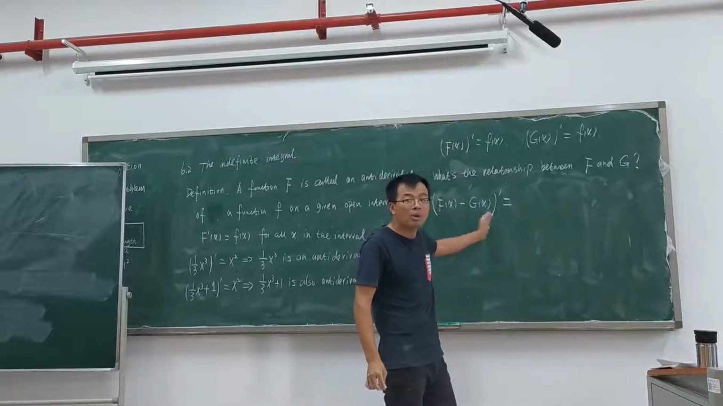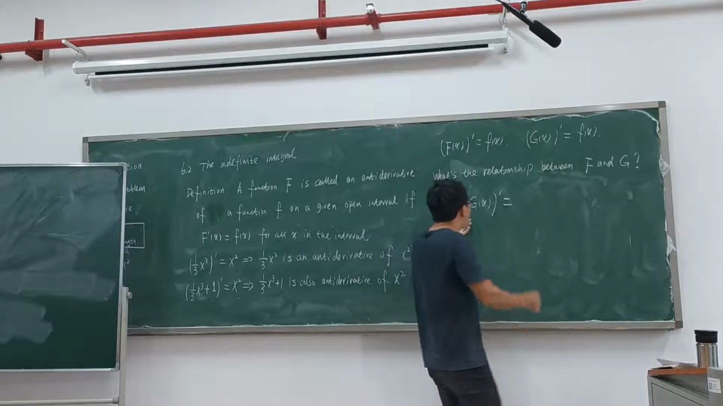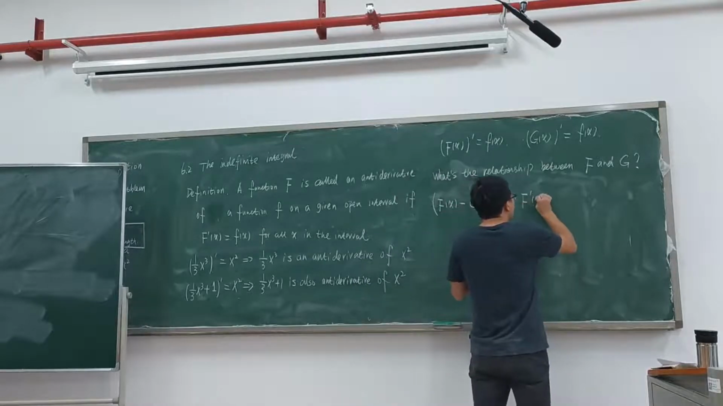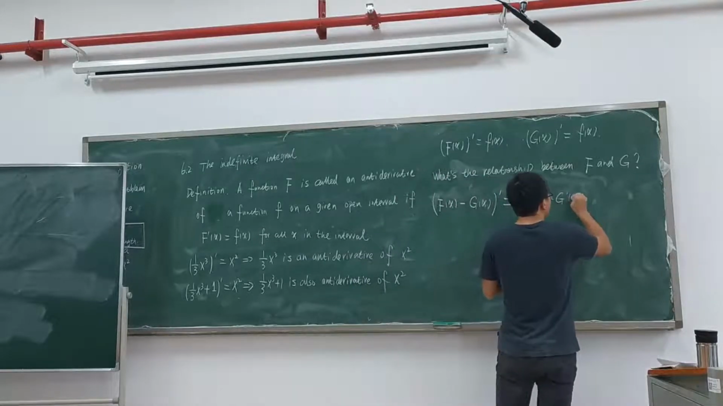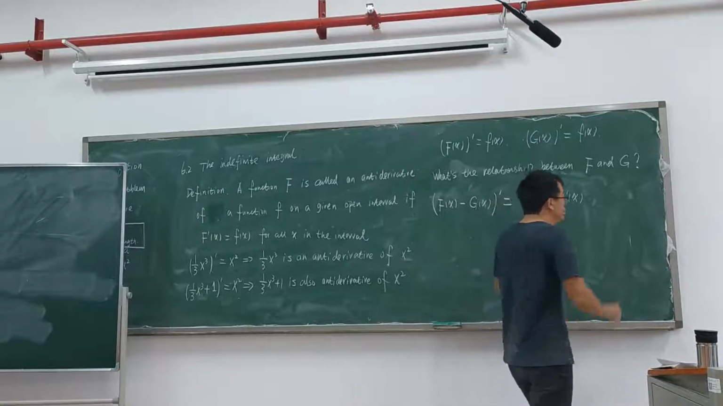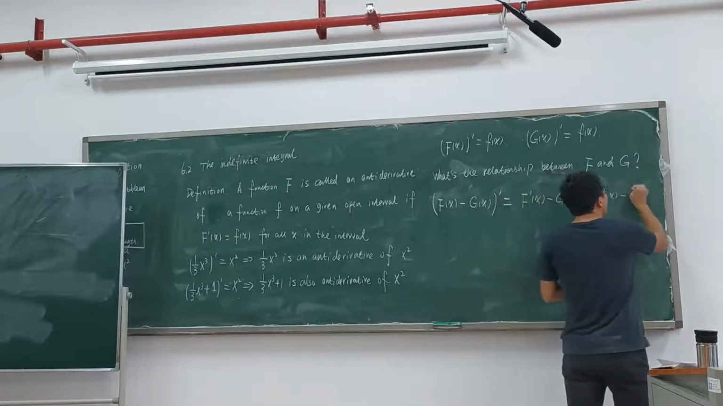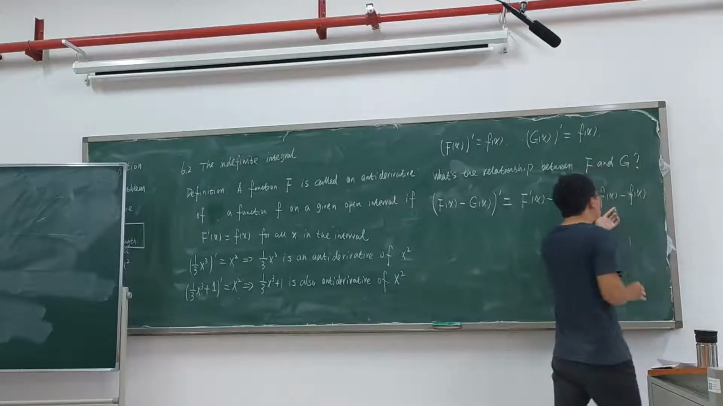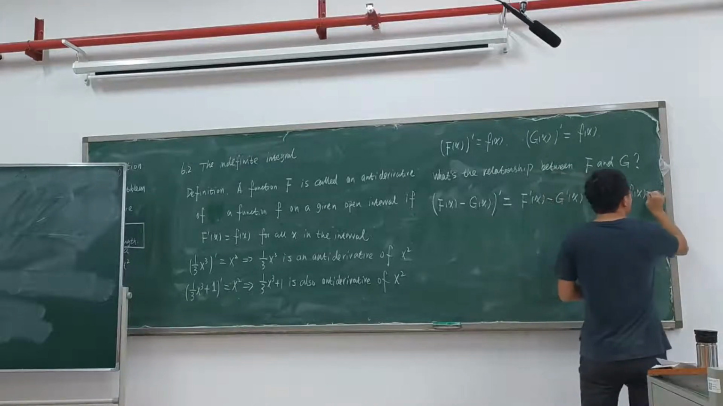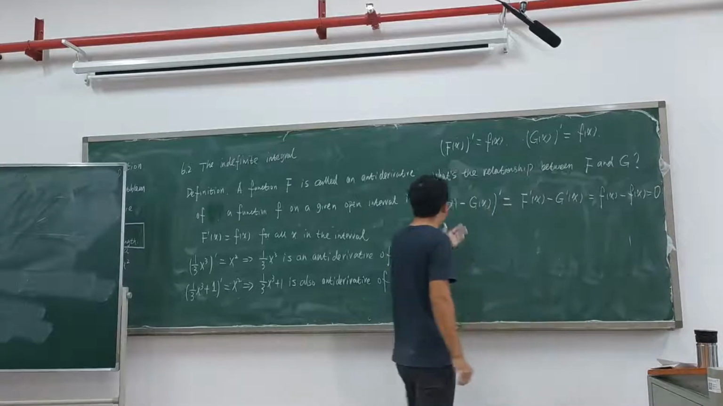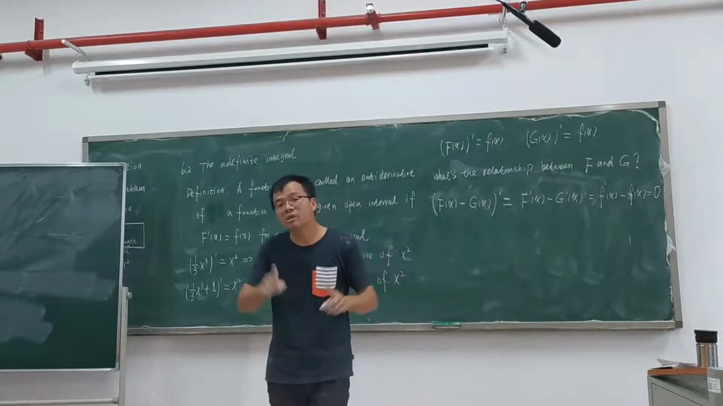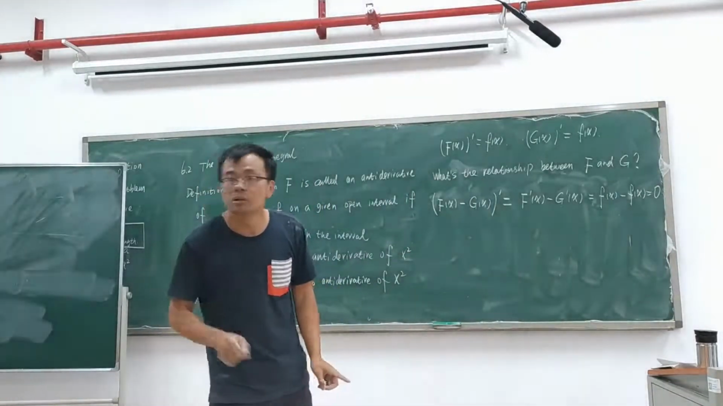F prime minus g prime equal to what? 0. You can see f prime minus g prime. F prime equal to what? Equal to f. G prime equal to what? f. So f minus f equal to what? 0. So here it means the derivative of this function equals 0. So this function is what?